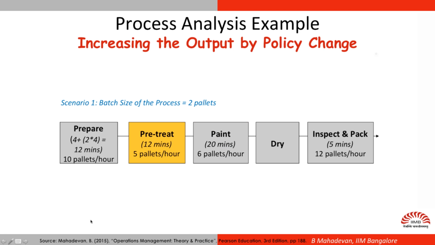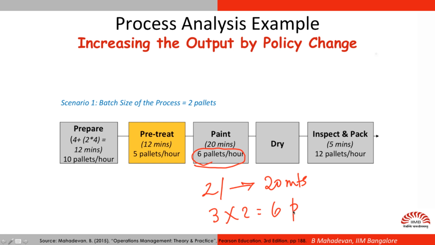So when we add a second pallet to the painting, the first thing that we can recognize is while the painting time does not increase, we will get 6 pallets per hour, because you are having 2 pallets and the 2 pallets in all will take 20 minutes. So which means in an hour we would have added 3 times 2 pallets, which makes it 6 pallets. That is how we get this number 6 pallets.